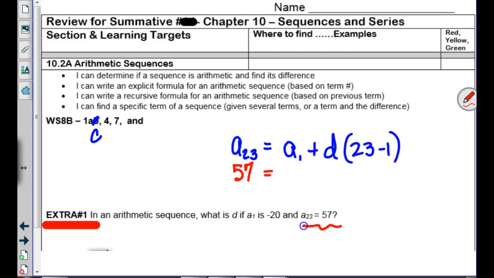That's down here, 57. Is everybody with me where I'm at on this? Okay. The first term is negative 20. We're trying to figure out what D is. And if that's the 23rd term, you've added D 22 times. So can you work backwards? We add the first term back over here. We have 77 equals D times 22. So what would we need to do?